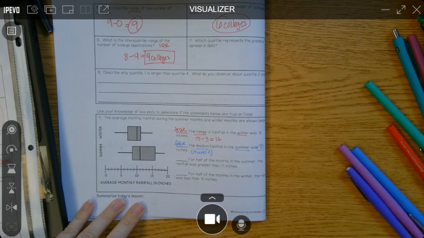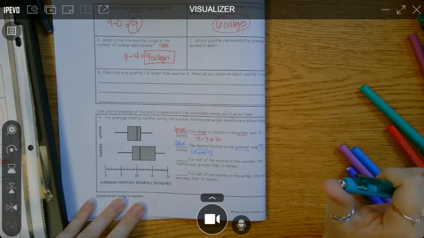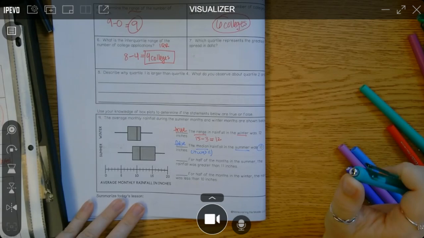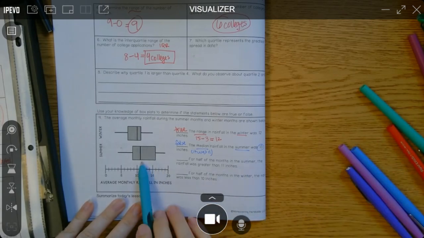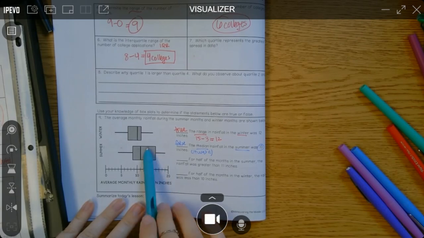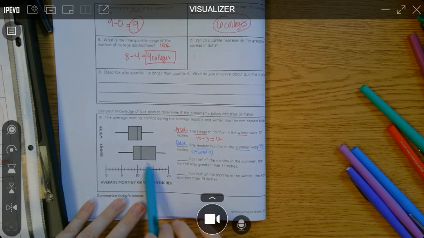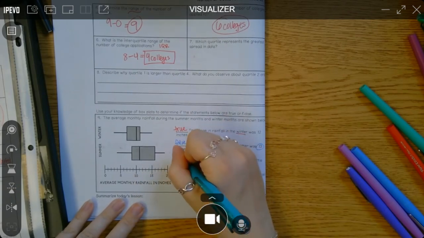Okay, this next one is a little bit tricky. What does it say? For half of the months in the summer, the rainfall was greater than 11. So I'm looking at summer. Greater than 11, so 11 is here, and greater is this way. Half of the months. Well, that actually makes sense because here's 25% of the data and here's 25% of the data. So 50% of the data is 11 or more. So yeah, that's true.